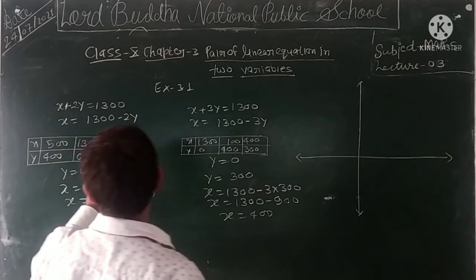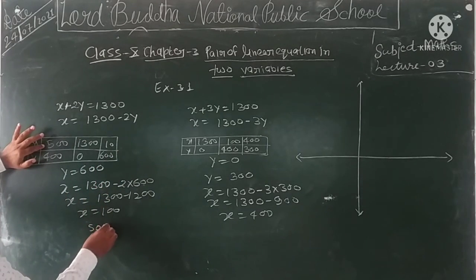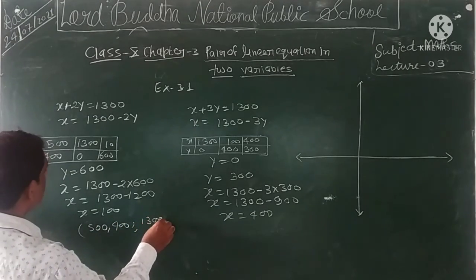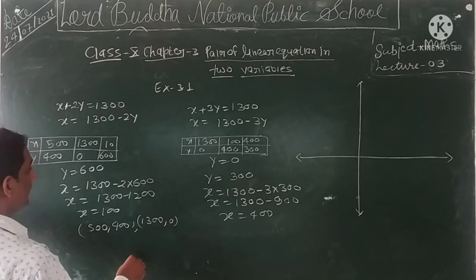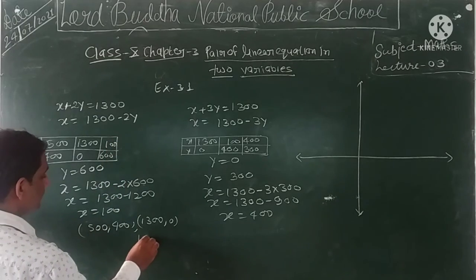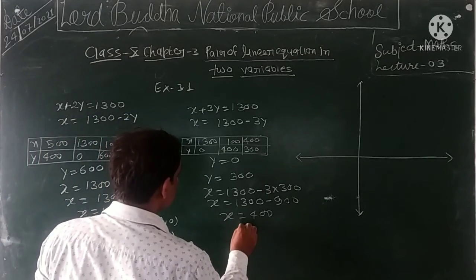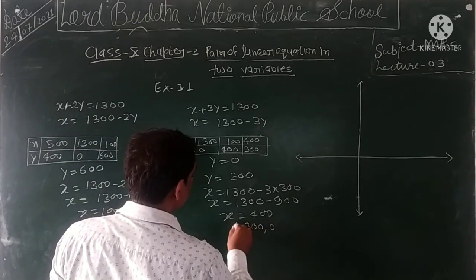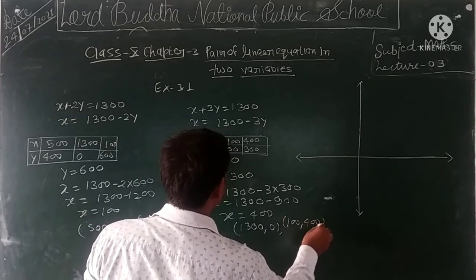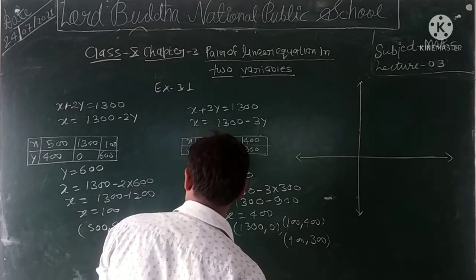Now we write pairs of solution. The first pair is 500, 400. Second is 1300, 0. And the next one is 100 and 600. Here the pair is 1300, 0. 100, 400 and 400, 300. Okay.